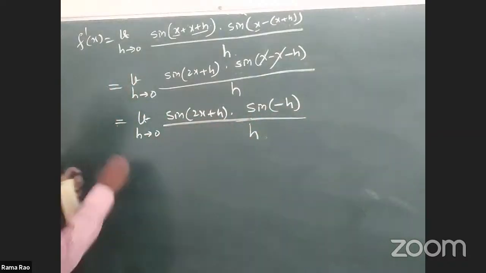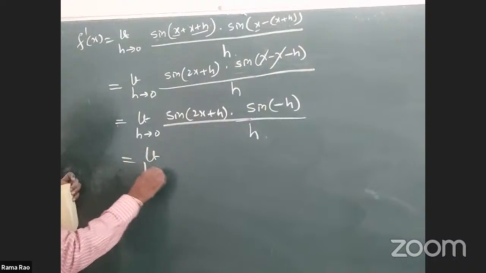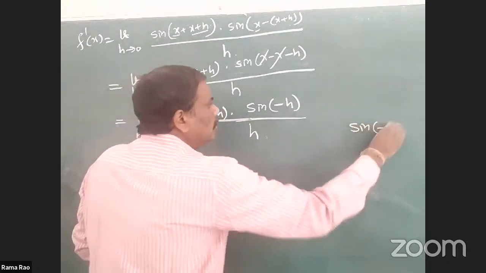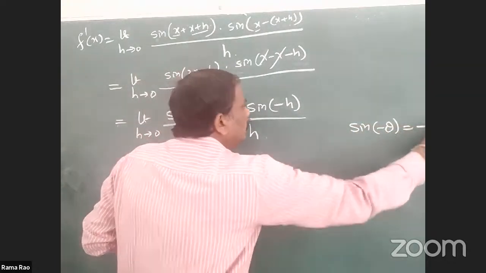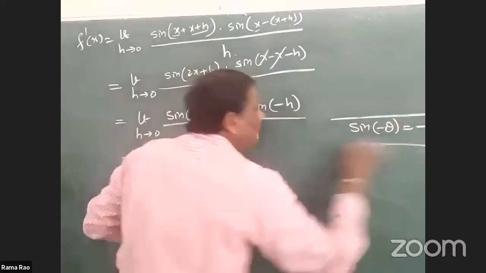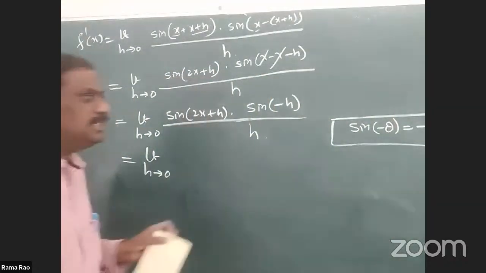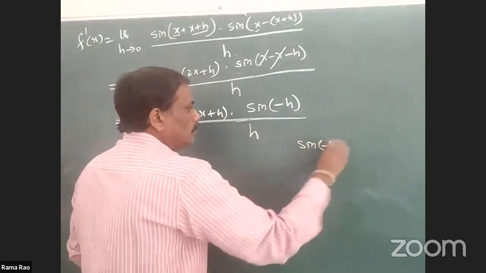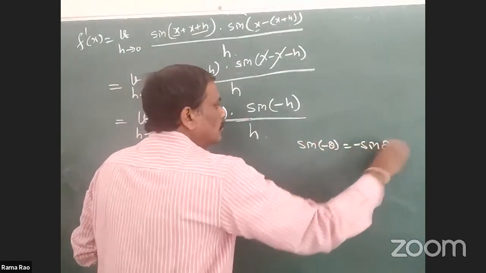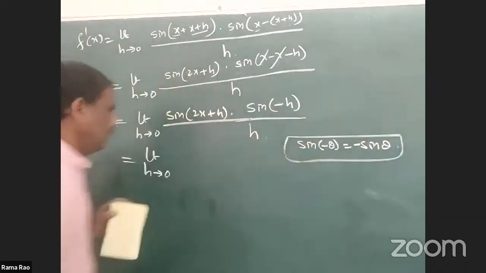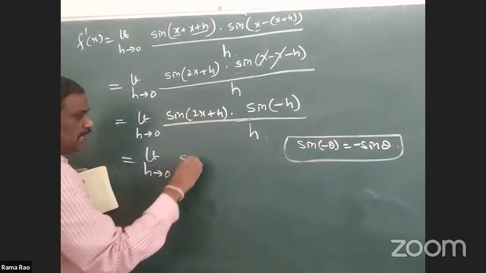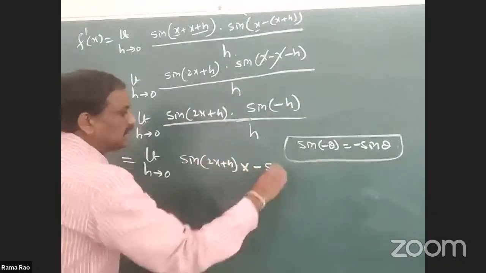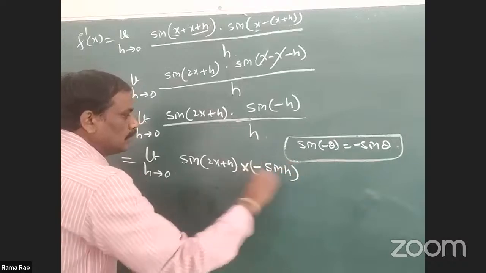Now you can apply the limit, limit x tends to 0. Sine of minus theta equals minus sine theta. We know the value: sine of minus theta equals minus sine theta. Therefore, sine of 2x plus h into minus sine h by h.